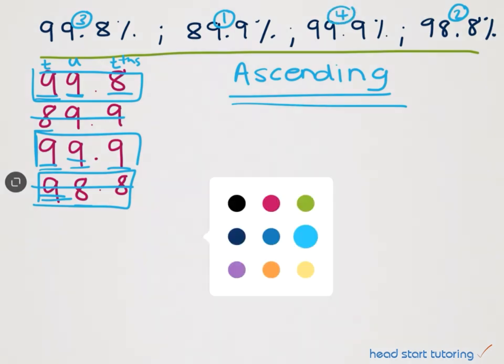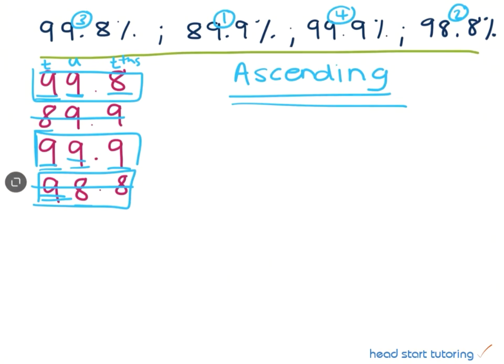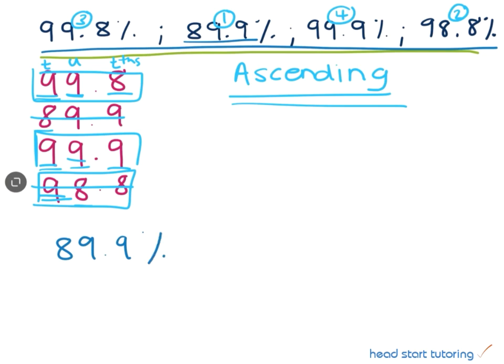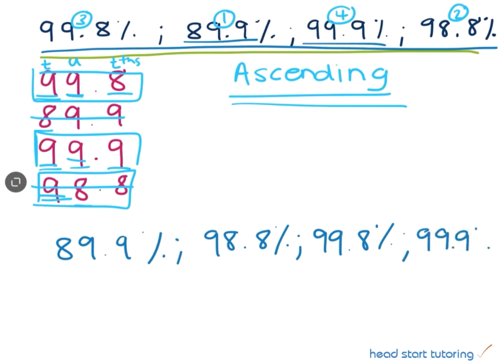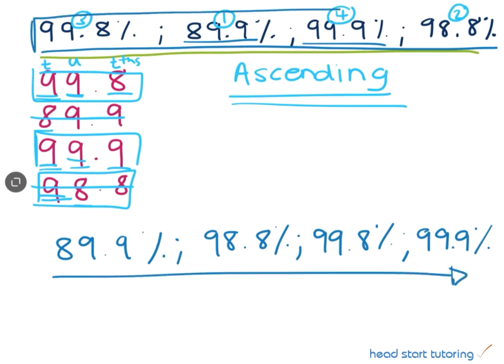So we need to remember that when we eventually rewrite these numbers in ascending order, we need to go back here and have a look. Okay, so we had 89.9%, remember your percentage sign. Then we had 98.8%, and then we had 99.8%, and then we had our 99.9%. And that is arranging these numbers in ascending order. This will be our answer.